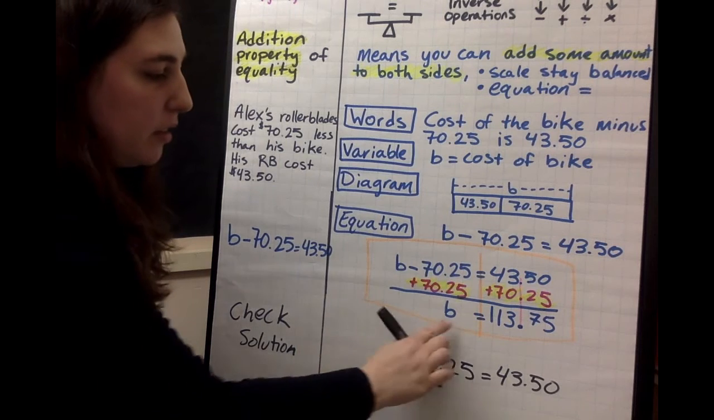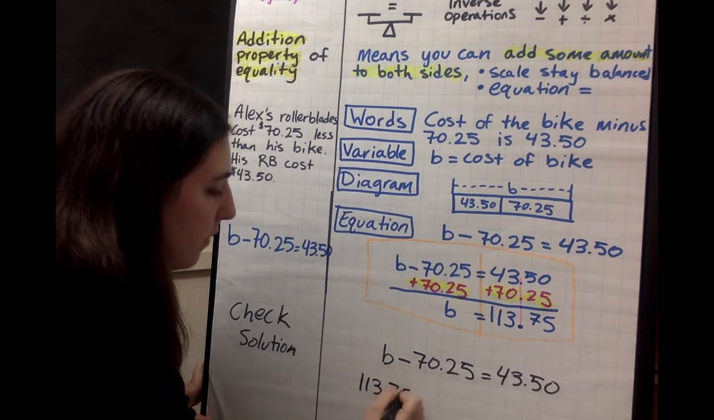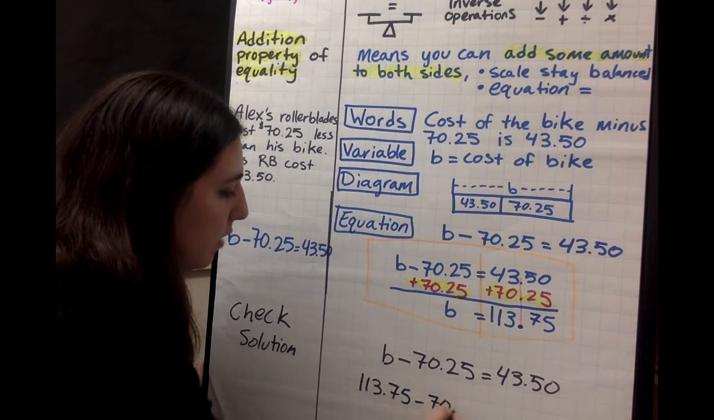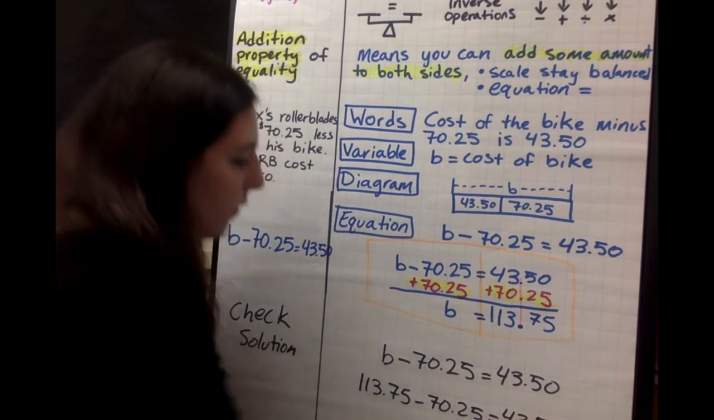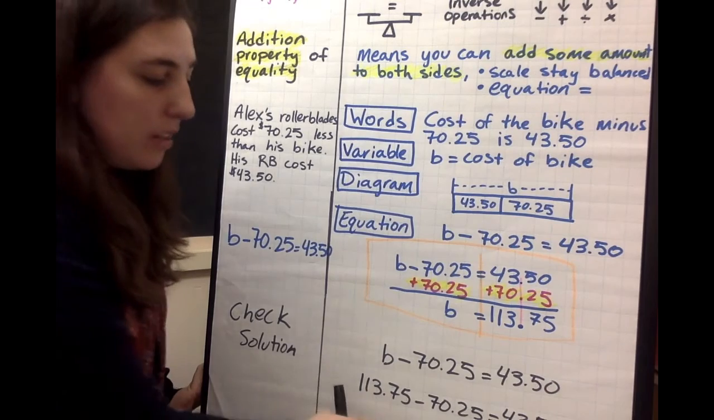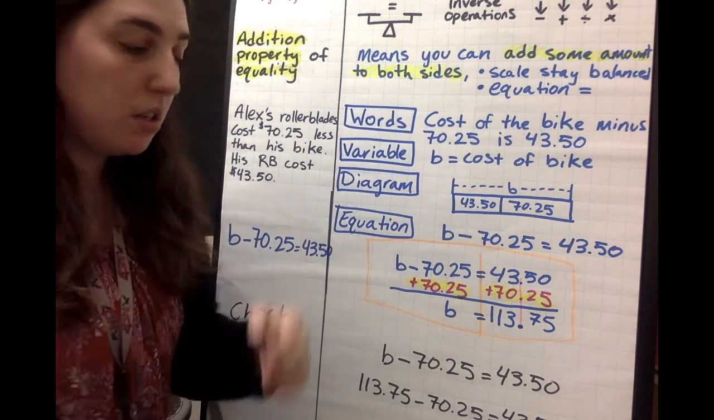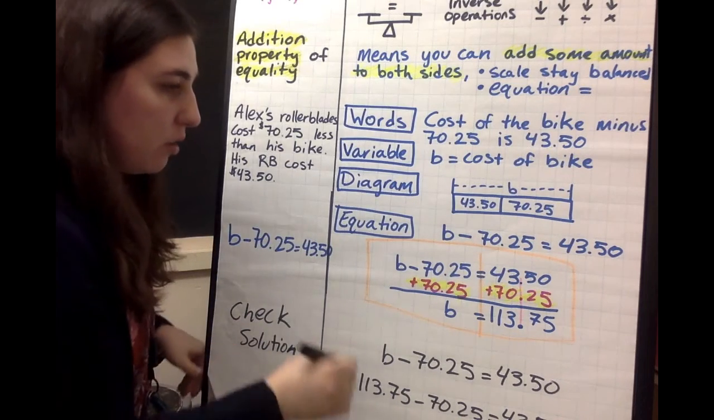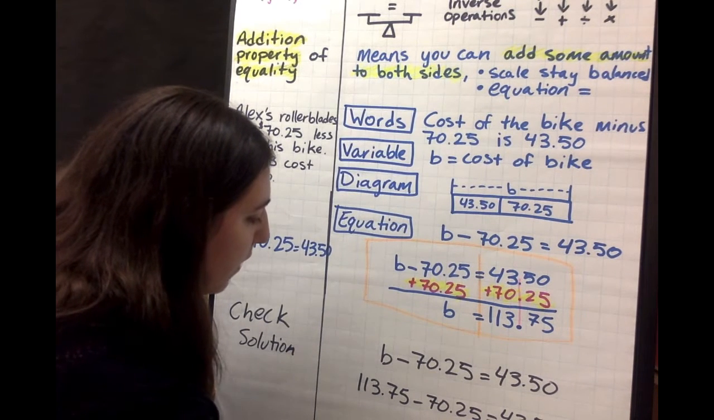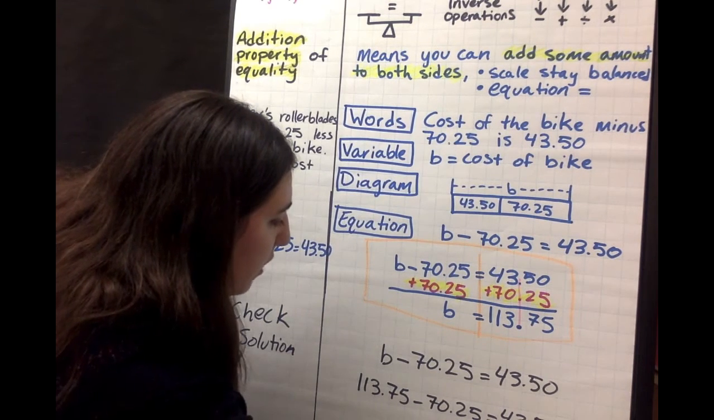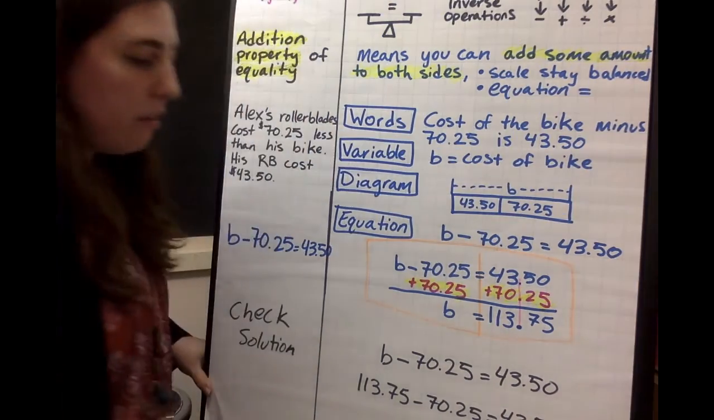Okay, I'm going to plug in the solution for my variable. 113.75 minus 70.25 equals 43.50. Now, if my solution is correct, I should get the same thing on both sides of the equation because remember, an equation is balanced. Okay, and if I use my calculator, do the calculations, I'm going to get 43.5 equals 43.5. So my equation is balanced. This is correct.